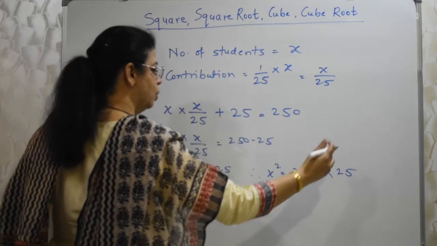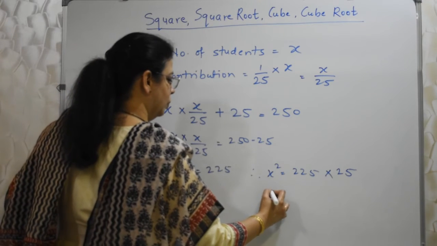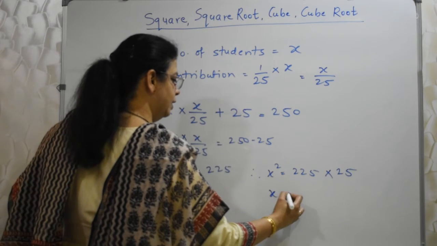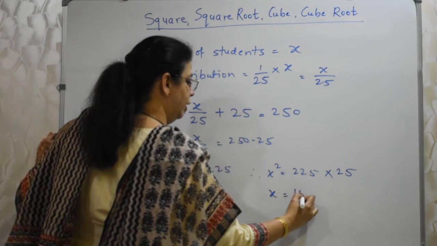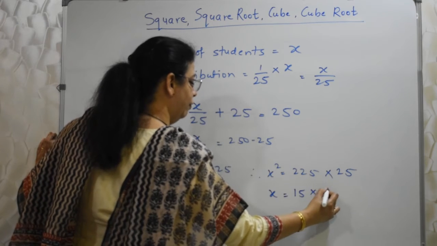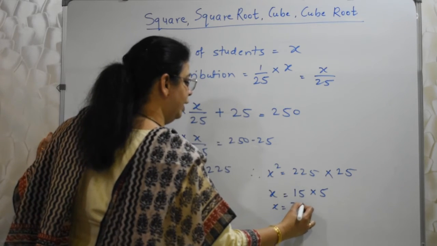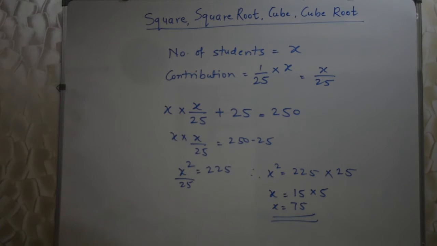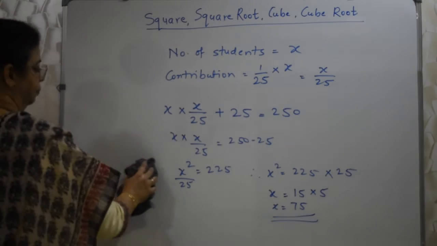Now find out the square root of entire thing, that is x. इसका square root कितना है? x. x square का square root is x. 225 का 15 और 25 का 5. So x is equal to 75. Very very interesting. Revise this sum again. When you do self study, you need to revise these sums again. So your comfort level will definitely go up.